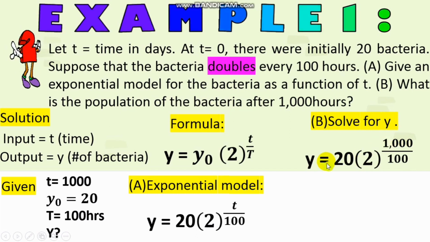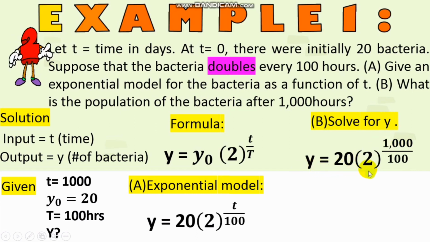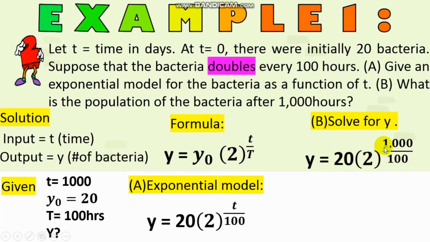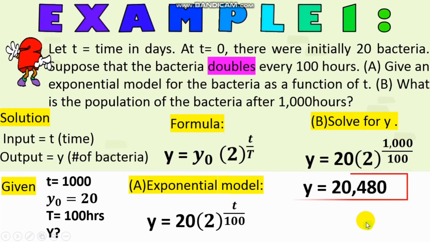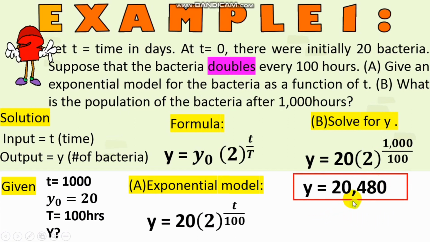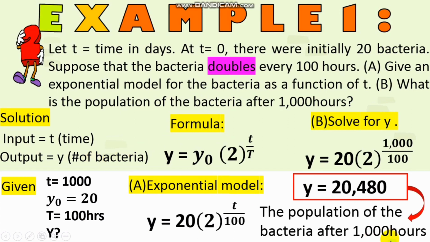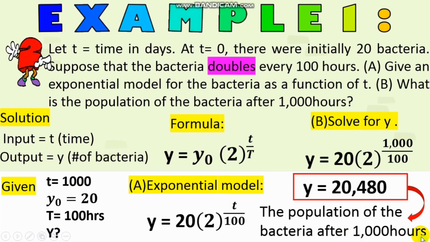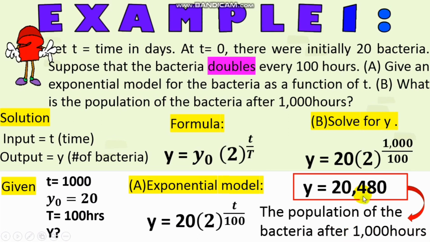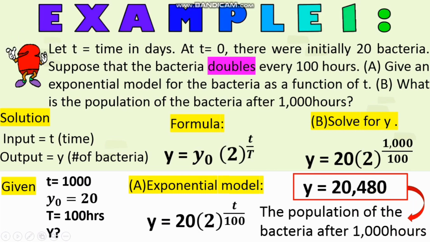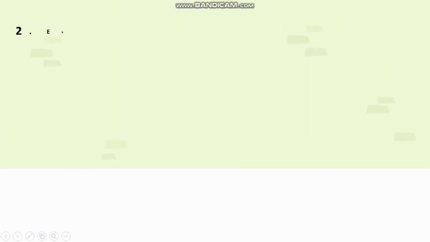So, to solve for y, we have to input now our input na time, which is ito, after 1,000 hours. So, magiging y is equal to 20 times 2 raised to 1,000 over 100. Using your calculator, pag in-input mo lahat to sa calculator natin, magiging answer natin ay y is equal to 20,480. So, the population of the bacteria after 1,000 hours is 20,480. So, example number 2 naman, what if exponential decay?